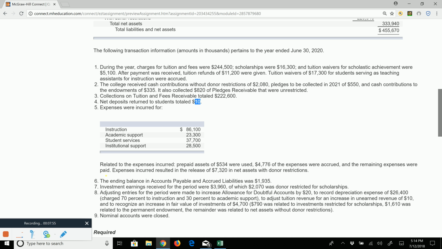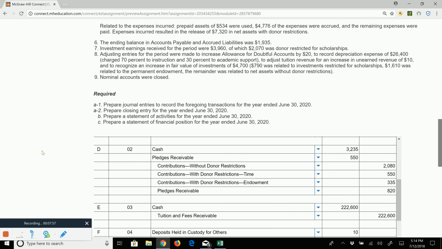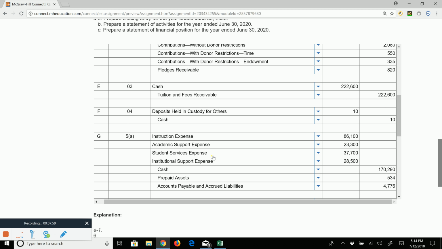And that deposit is now returned to students. So you're going to see the journal entry is debit this deposit held in custody for others. That was a liability. We're basically giving it back. So we'll decrease or debit the liability and reduce cash with a credit.